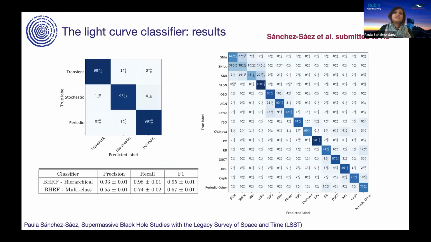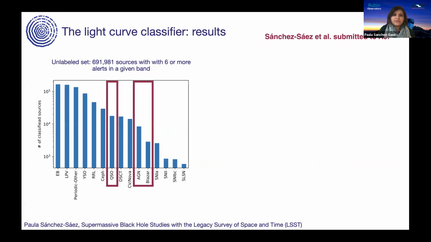So using this classifier, we are obtaining very good results. Here you can see the confusion matrices obtained for the first level of the classifier, the hierarchical level, and the multi-class level with the 15 classes. And in particular, you can see here that we are able to separate quasars, AGN, and blazars in a very good way. So using this classifier, we classified all the sources in the ZTF alert stream with more than 6 alerts in a given band.